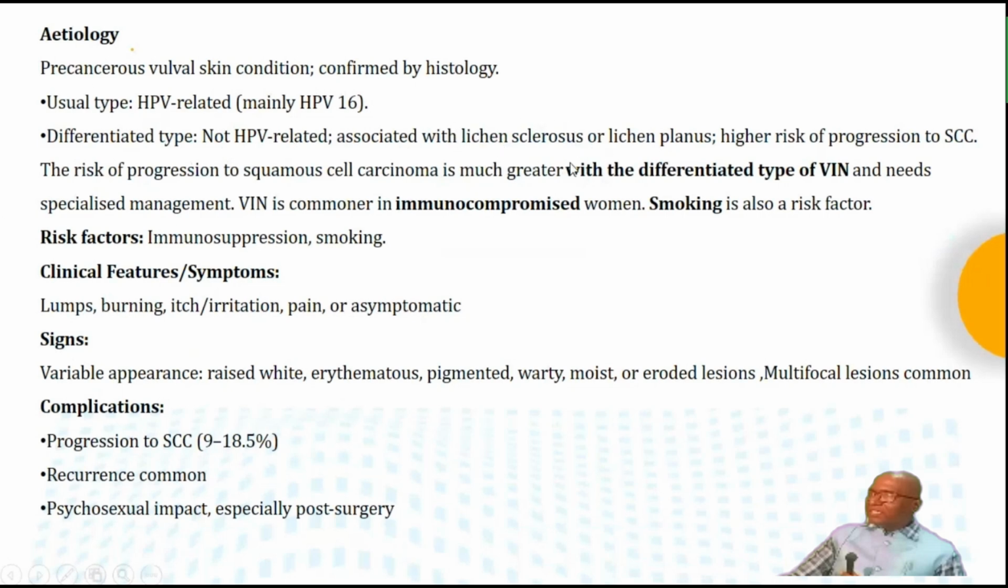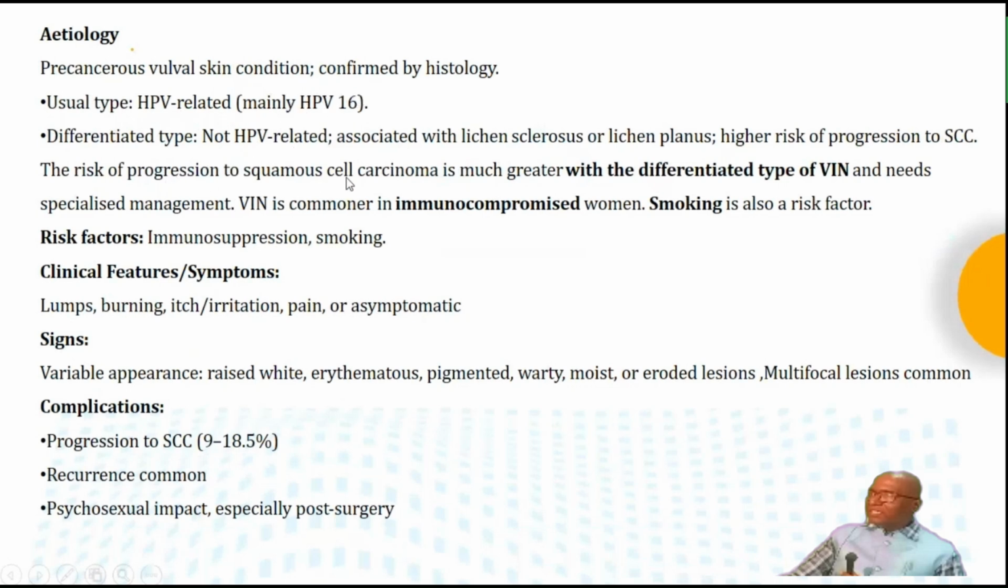What we have just seen, lichen sclerosis and lichen planus, can lead to VIN, and that can lead to squamous cell carcinoma. So the differentiated type is non-HPV related but associated with lichen sclerosis and lichen planus, and there is a higher risk of progression to squamous cell carcinoma. VIN is of two types, usual type and differentiated type, out of which differentiated has a higher risk of developing into squamous cell carcinoma as compared to the usual type. And the usual type is HPV 16 related.